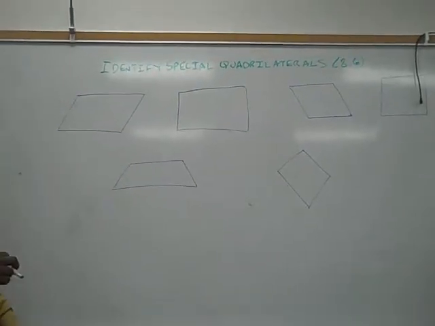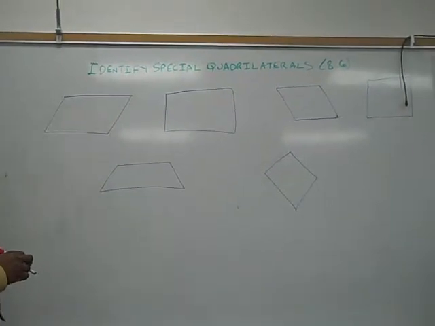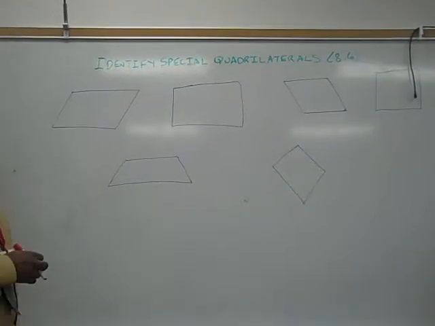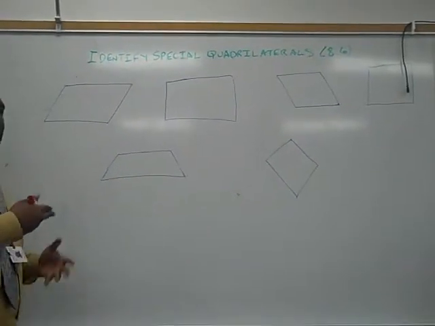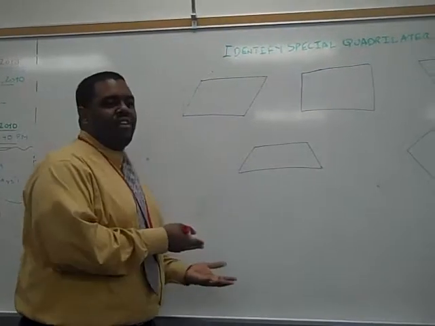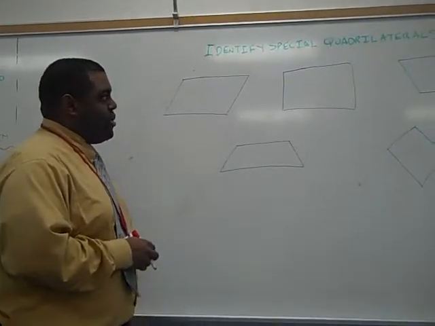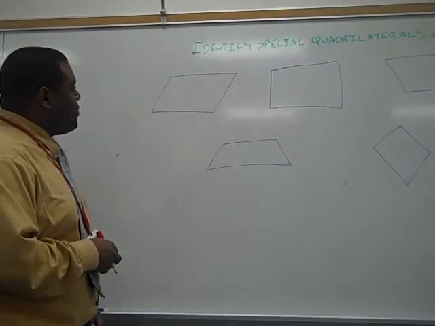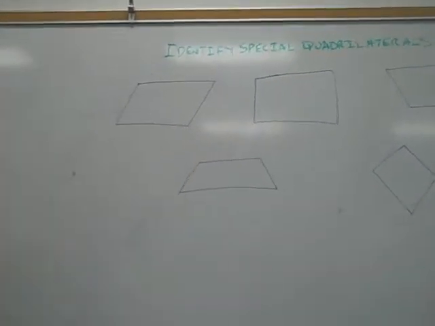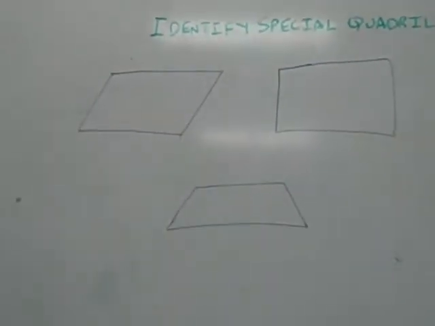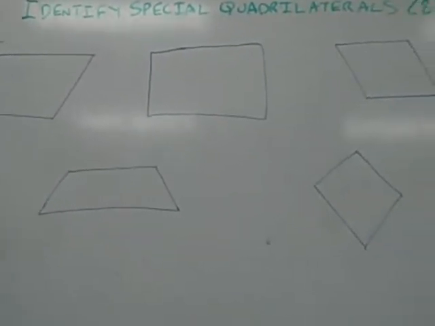All right, today's lesson is about identifying special quadrilaterals. This is the last section of chapter 8. This is basically a review of what we've learned so far in chapter 8 about different quadrilaterals. So let me just remind you of what some of those shapes are. Take a look at all these shapes here, and I'm going to name what each of them are.